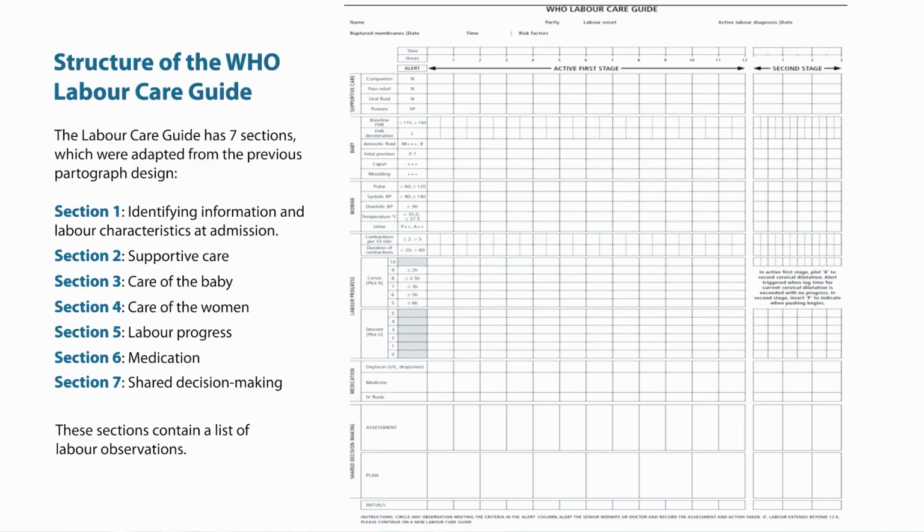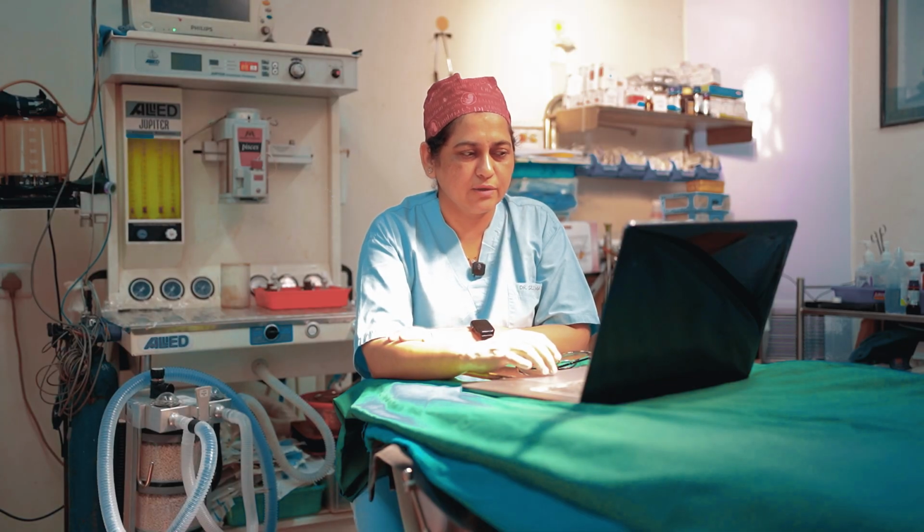So it has 7 components, and I can show you in the chart which is given in this video. So the 7 components are: number 1 is identifying information and labor characteristics at the time of admission, which includes the name of the woman, the parity, the labor status, then the risk factors, the time of admission, and the registration number.